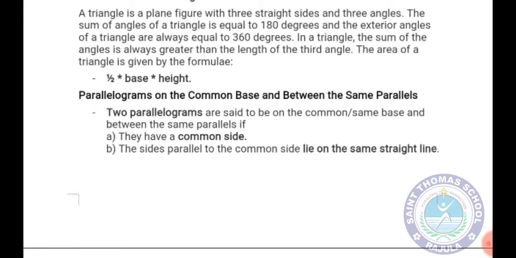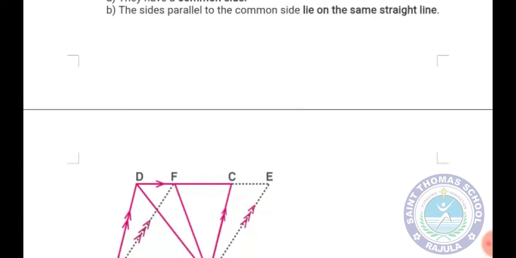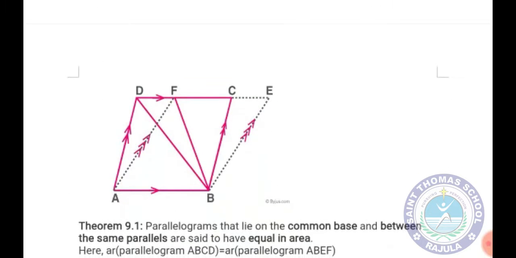Parallelograms on the common base and between the same parallels. Two parallelograms are said to be on the common base and between the same parallels if they have a common side and the sides parallel to the common side all lie in a straight line. So you can see here AB is the common base for the parallelogram ABCD as well as for parallelogram ABEF. You can see that AB is common.